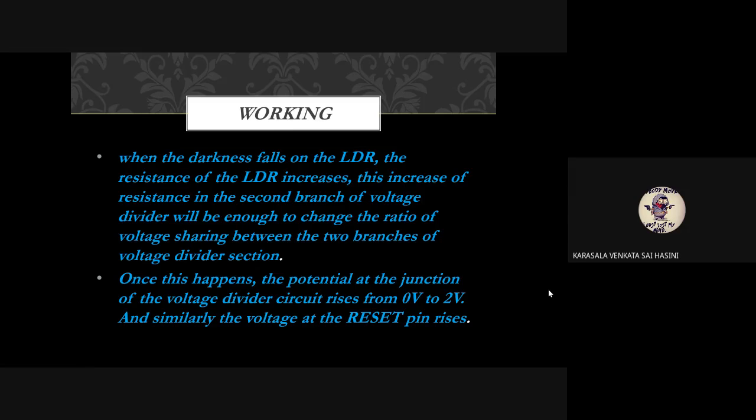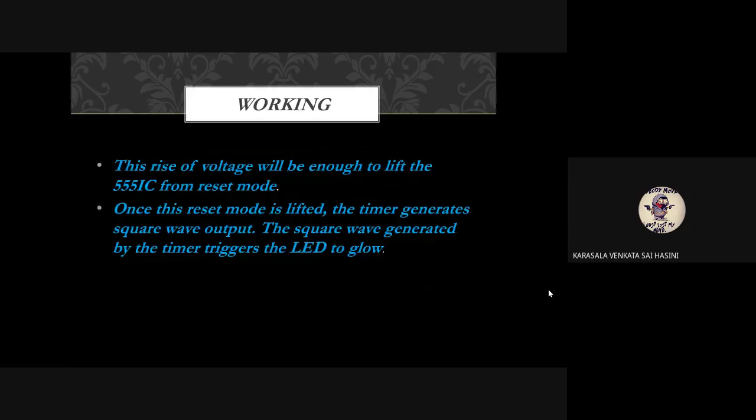Once this happens, the potential at the junction of the voltage divider circuit rises from 0 volts to 2 volts. Similar to it, the voltage at the reset pin rises. When we block the LDR with an obstacle or hand, the light falling on it will decrease. The resistance of the LDR will increase. This will pull up the reset pin and the astable mode will be activated. The rise of voltage will be enough to lift the 555 IC from reset mode.